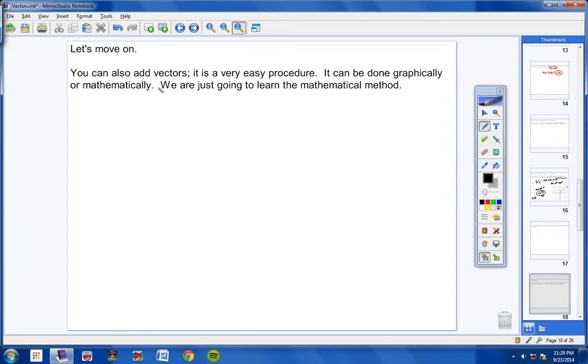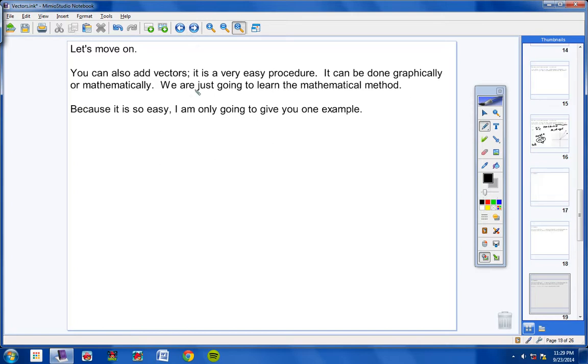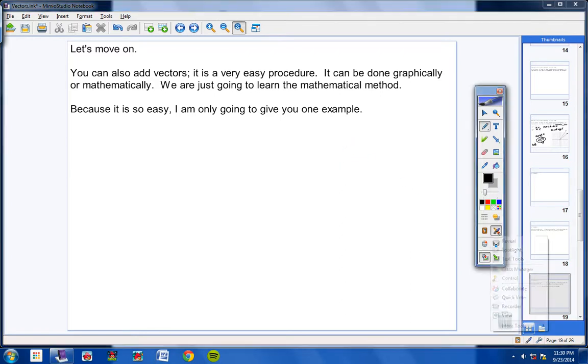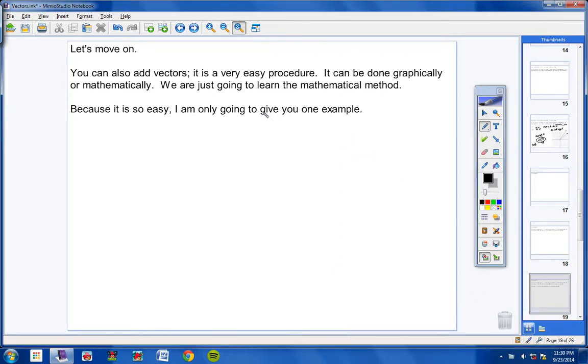Now let's move on. You can also add vectors. It's a very easy procedure, and it can be done graphically or mathematically. Okay? Now in this lesson here in geometry, we're just going to learn the mathematical method. We're not going to worry about the graphical method. Okay? But because it's so easy, I'm only going to give you one example. Okay? Just one example. And so here we go. All right, copy this in your notes, students, if you would.